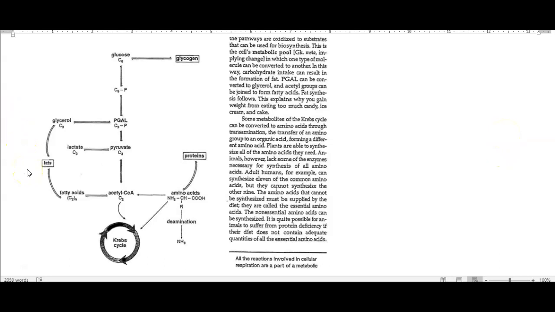Fats can be broken down into their monomers, glycerol and fatty acids. Glycerol can enter this pathway right here at PGAL, right before pyruvate. That can be converted into pyruvate. The fatty acid part can actually go into the transition step right here, forming acetyl-CoA. Proteins are broken down into their monomers, the amino acids. Deamination can take place. Remember, that is one of the groups that you had to memorize, the functional groups. And then that amino acid can enter here or go directly into the Krebs cycle.